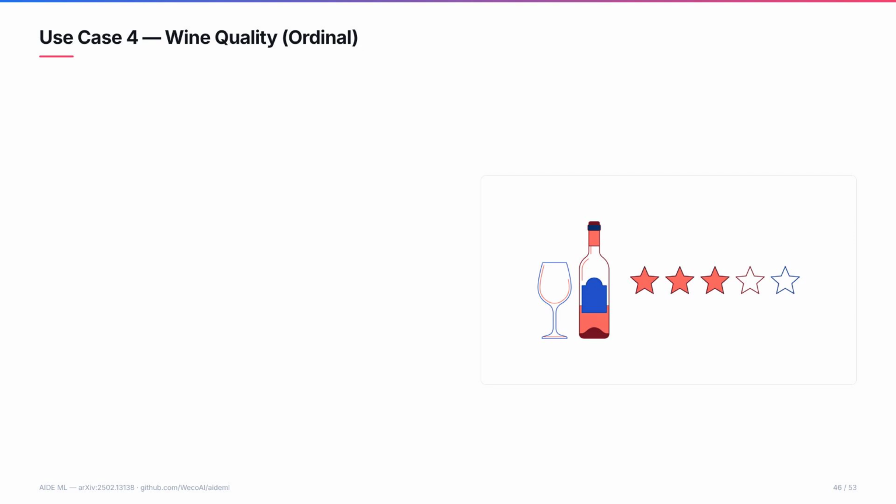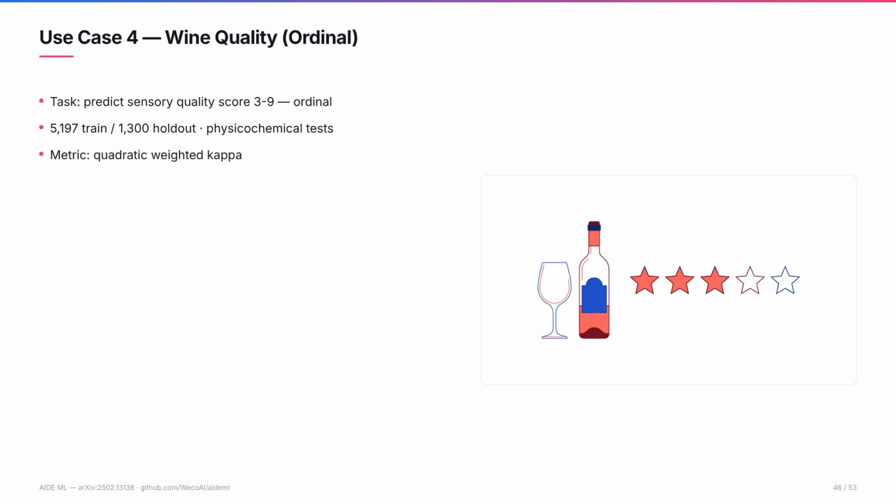Use case 4. Wine quality. This one is subtly different. The target is a sensory quality score from 3 to 9, an ordinal target, where being wrong by 1 is much better than being wrong by 3. So the metric is quadratic weighted kappa. What is interesting is that AIDE worked out on its own that it should treat this as a regression problem and round the prediction, rather than as plain classification. That is exactly the right call for kappa, and nobody told it. This run also had the lowest bug rate of all 5.